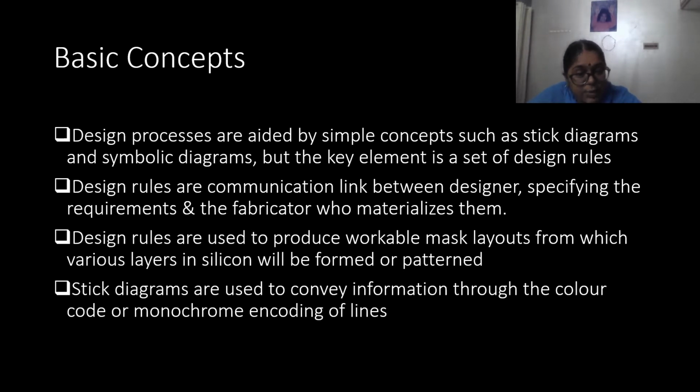Stick diagrams are used to convey information through color code or monochrome encoding of lines. So stick diagrams, we can say, are rough diagrams of the mask layout. Mask layouts are drawn by making use of the design rules, but a stick diagram just conveys information about the circuitry: what transistors have been used, how the interconnections have been made, how they are placed, etc. So stick diagrams convey this information either through monochrome encoding or color coding.